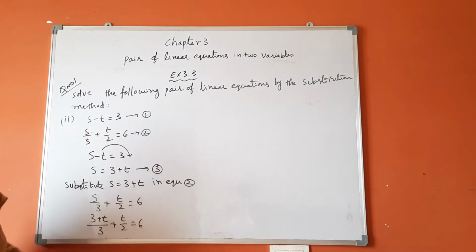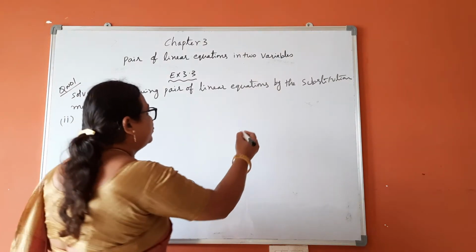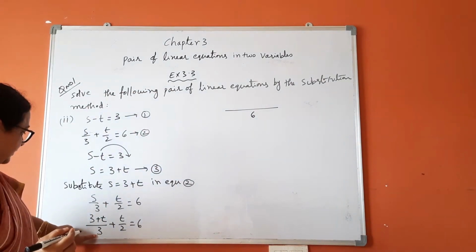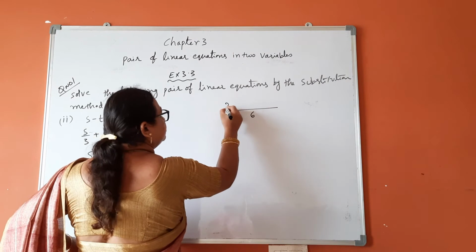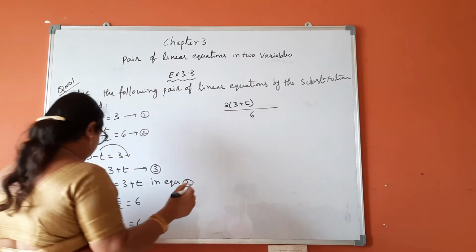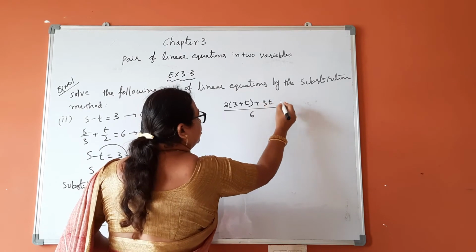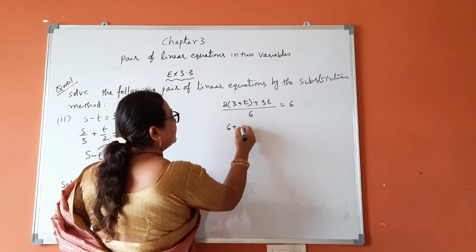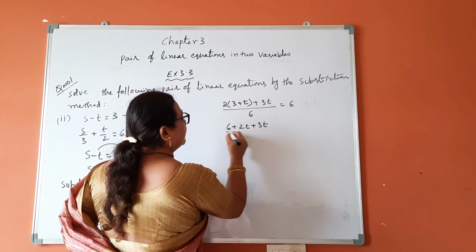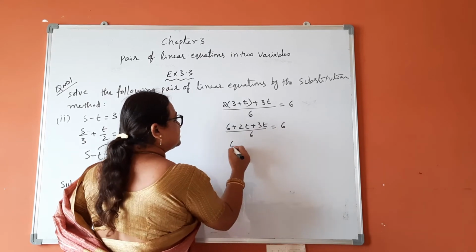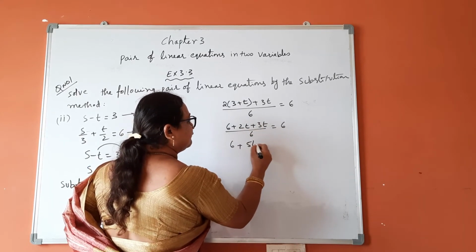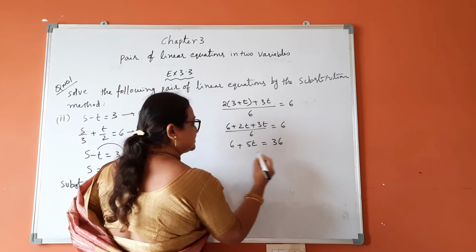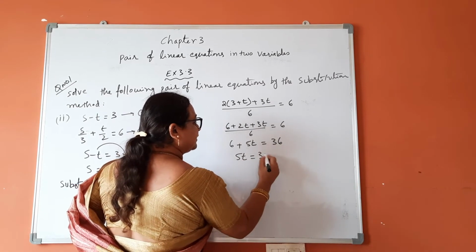So here we have to find the LCM. What is the LCM of 3 and 2? LCM of 3 and 2 is 6. So here the denominator is 6. So 2 into (3 plus t) plus 3 into t is equal to 6. So open the brackets. 6 plus 2t plus 3t by 6 is equal to 6. So 6 plus 2t plus 3t, 5t, is equal to cross multiplication. 6 sixes are 36. So 5t is equal to 36.